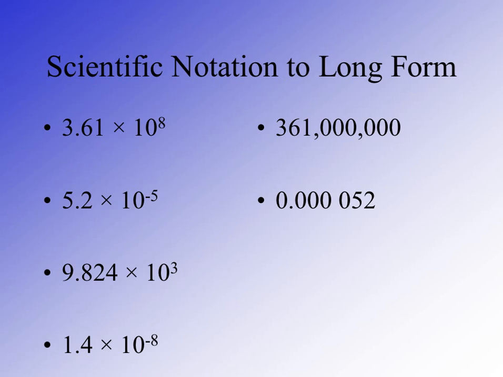The next example, 9.824 times 10 to the 3rd power. Positive 3 means you're moving the decimal 3 places to the right, which will give you a final answer of 9,824. And the final example, 1.4 times 10 to the negative 8th power. The negative 8 tells us we're going to move the decimal point 8 places to the left, and therefore our answer would be 0.000000014.